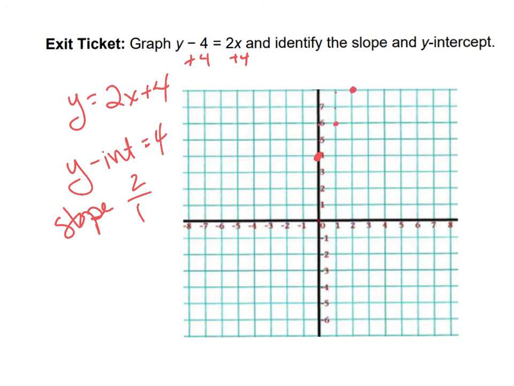Other way, instead of up and to the right, down and to the left. Down 2, left 1. Down 2, left 1. And draw a straight line all the way through.